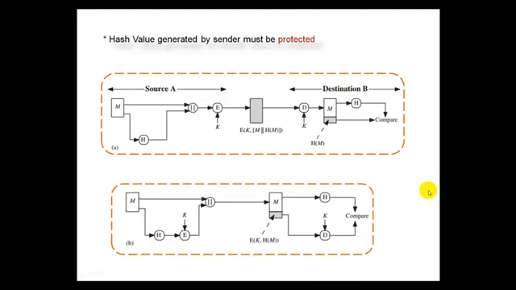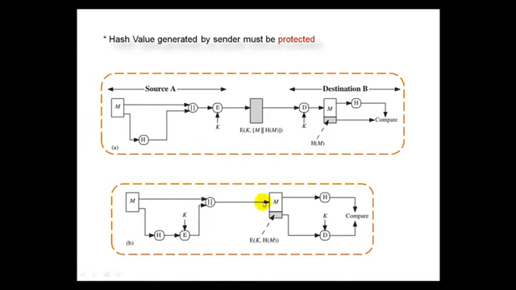And the second method to protect the hash value is like this. Here, instead of encrypting both the message and the hash value, we encrypt only the hash value. We take a message M and we generate a hash value, and the hash value will be encrypted using the symmetric cipher model using the key K, and the output of that encryption will be appended to the message, and that is transmitted.